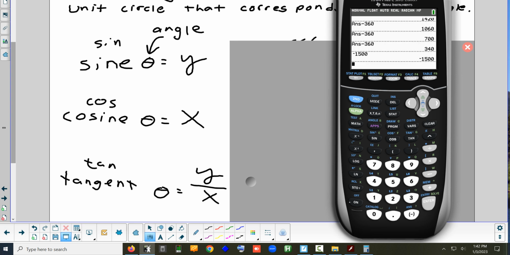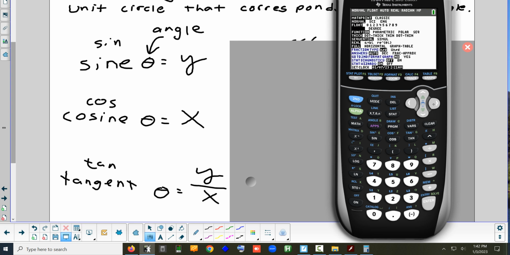Well, let's try it. Let's think about 90 degrees again. What was the y value for the coordinate for 90 degrees? 1. So when I hit enter, I get 1. That's why, because 1 was the y value. Now cosine, that's the x value of the coordinate for the angle that you're looking for.